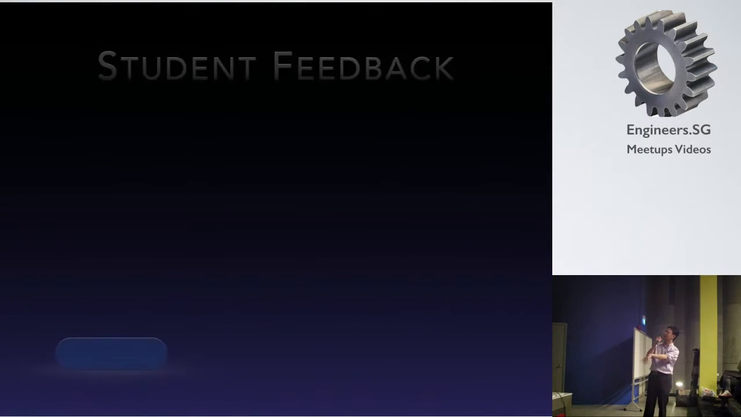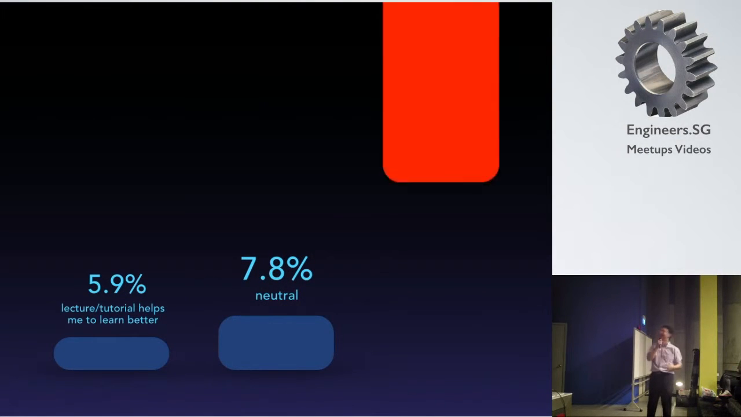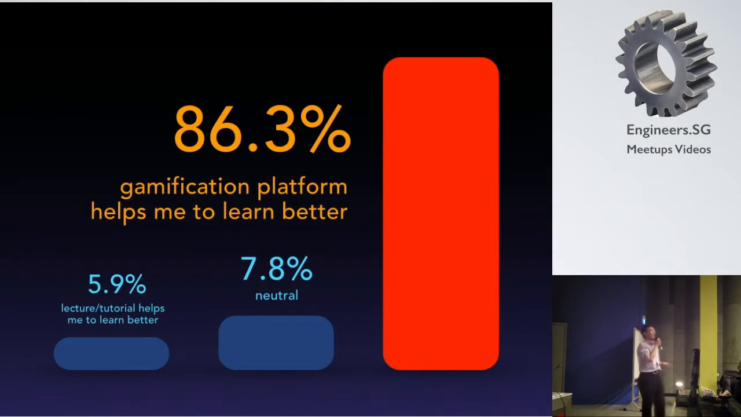Okay, student feedback. 6% didn't like it. The new things they don't like. These are the conservatives. They like old stuff. Then we have 8% who don't care. Otherwise, it's kind of cool, right? And it's been going on for a while.